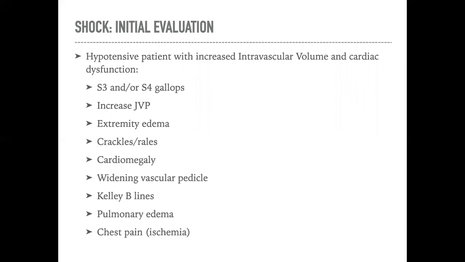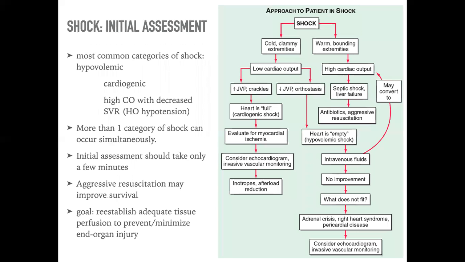So the hypotensive patient with increased intravascular volume and cardiac dysfunction would commonly present with S3 or S4 gallops, an increase in the JVP, and edema in the extremities. On auscultation, you could hear crackles or rales. And when you get the chest radiograph, cardiomegaly could be demonstrated, or a widening of the vascular pedicle. Kerley B lines could be seen. Pulmonary edema could be seen. And if the patient has ischemia, chest pain may be a presentation.